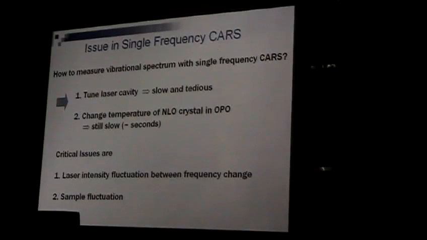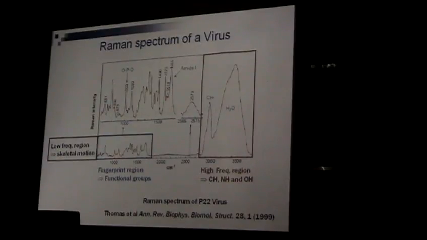That easy. Okay? So that's an inherent problem. So actually, the real problem is you can change it, but meanwhile, the sample is not very good. The sample is just fluctuating, so you don't know whether what you see is the same sample or not, and the laser power is also fluctuating and changes between different frequencies. And this is the reason why you want to take a spectrum.